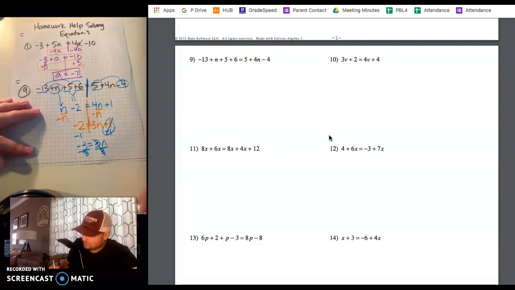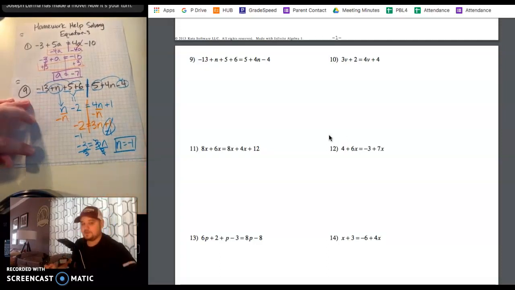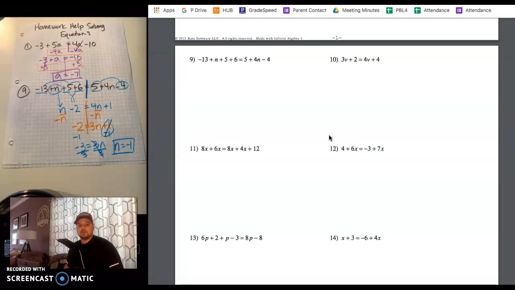All right, so divide by 3, that makes 1, so I'm left with n. And then -3 divided by 3 is -1. So our answer, number 9, is n equals -1.